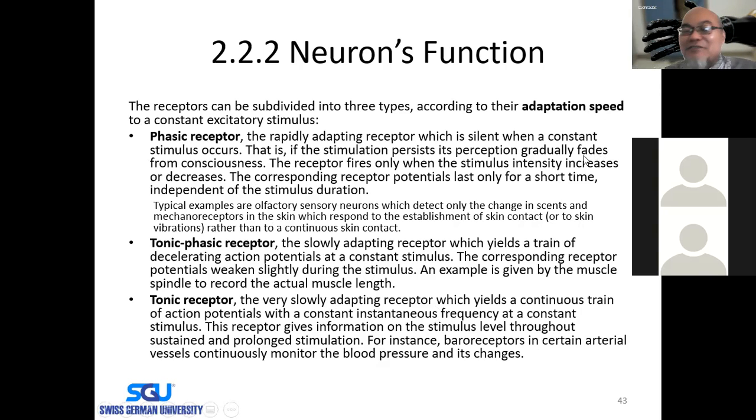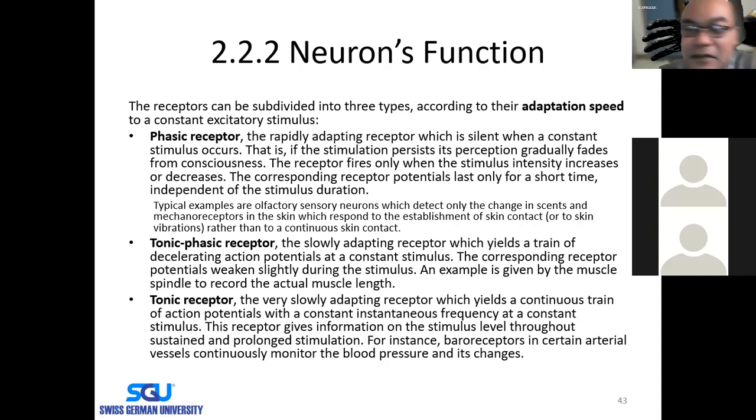Well, let's say when you lift something using your bicep, you feel it. Even if you hold it, you feel that bicep contraction for some period of time, right? The perception of the bicep contracting doesn't fade away easily. Even if it is too long, then yes, you get used to it. Then you release it, you feel it. Because it is recording the actual muscle length. This is the tonic phasic receptor.